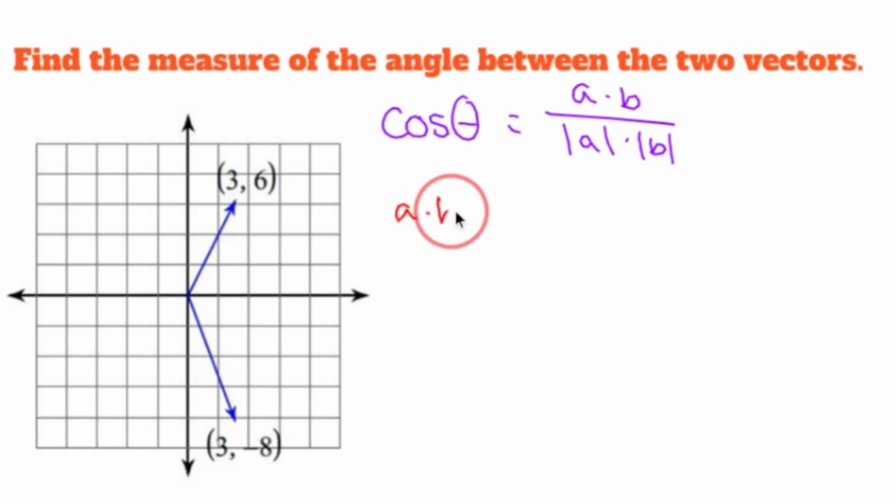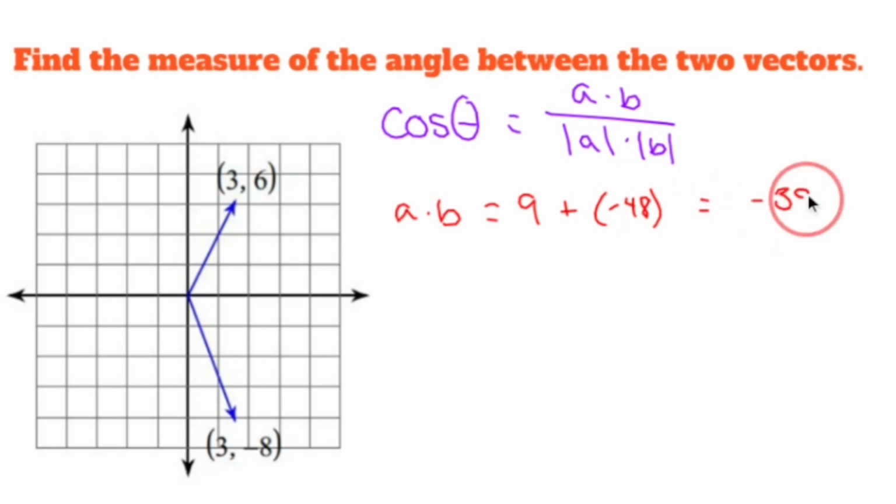The dot product of A and B means you multiply the x values, 9, and add the product of the y values, so 6 times negative 8 is negative 48. And so the dot product ends up being negative 39. For the magnitude of A and B, we're going to use this formula right here, which is basically the Pythagorean theorem. I should have used x and y, but too late.